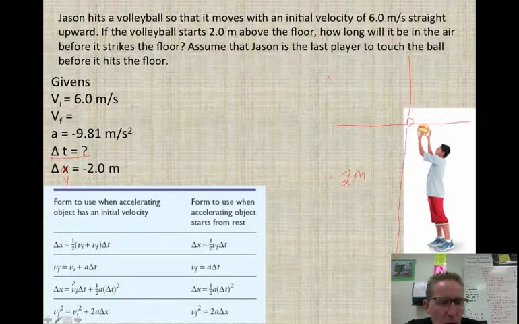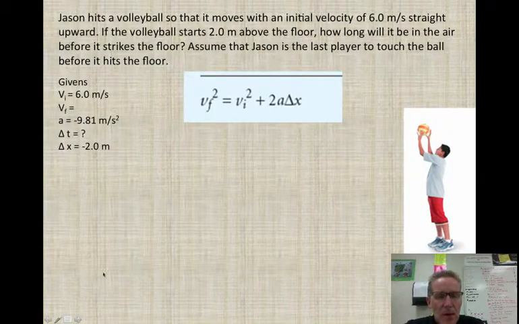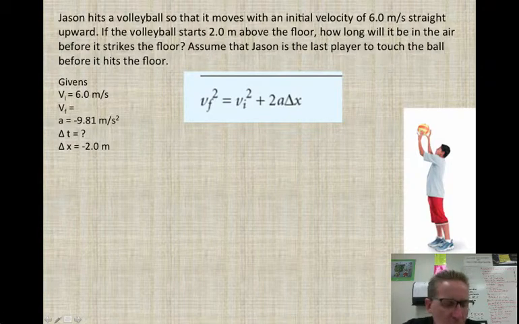So we're going to have to find the VF first, then use a formula where we would find change in time. And so the one that's going to work out for us is where we're finding VF down here. This will work because I have a VI, I have an acceleration, and I have a change in position. So that's the one we're going to use first. Okay, so I already have that written up here. So let's just go ahead and plug numbers in where they go.